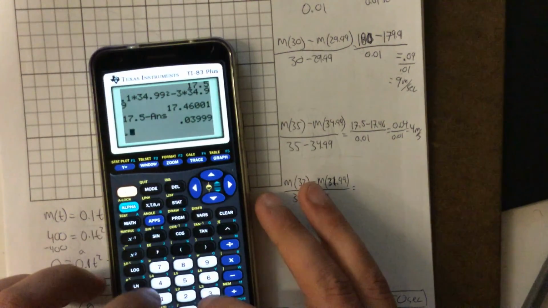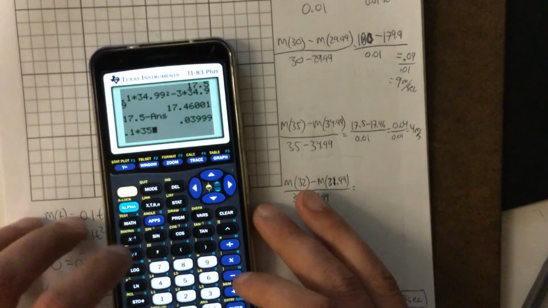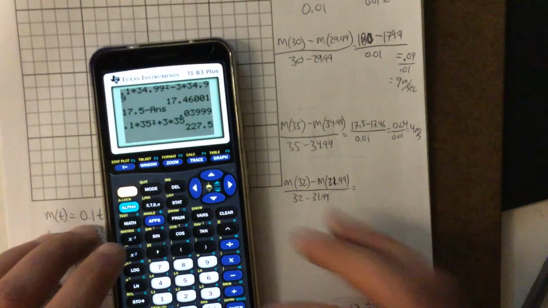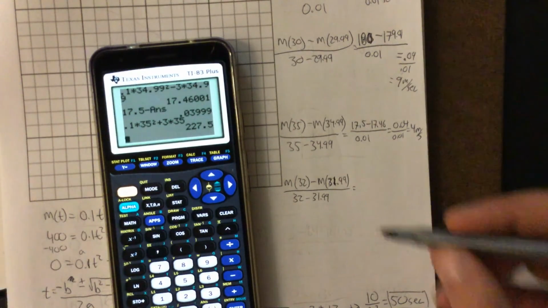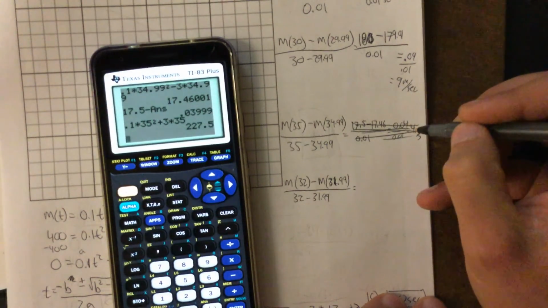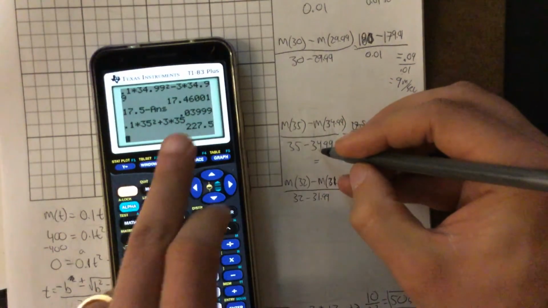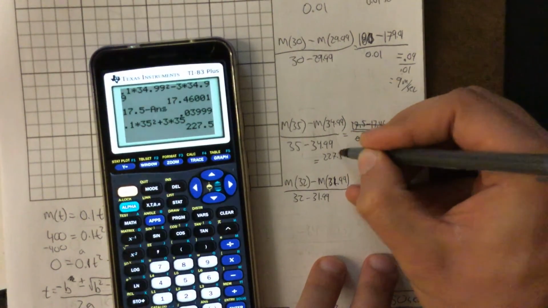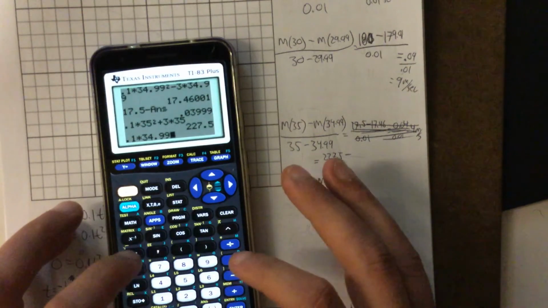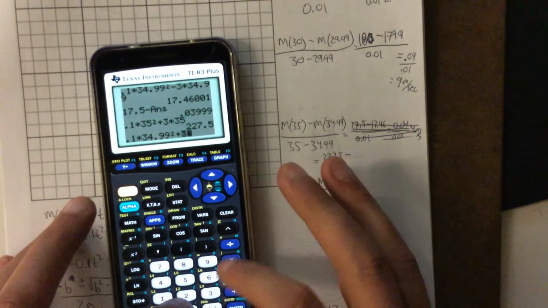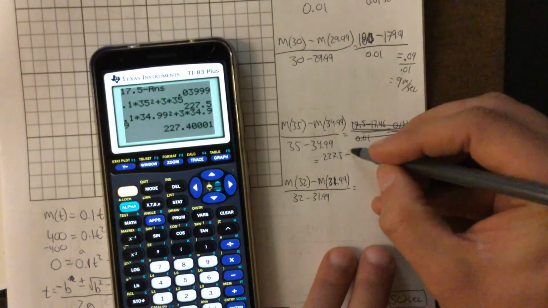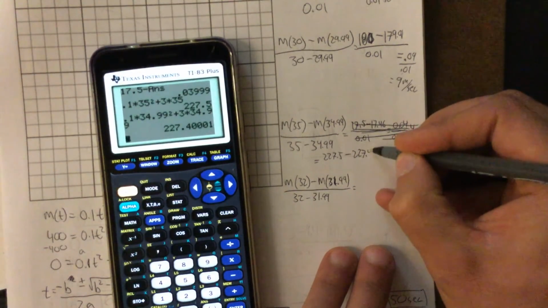Okay, so 0.1 times 35 squared plus 3 times 35. Ah, that is a much different number. Yeah, I should have known that this looked funky. So that's all wrong. So this is going to actually equal 227.5 minus 0.1 times 34.99 squared plus 3 times 34.99 is 227.40.